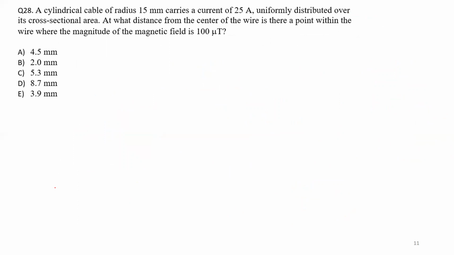So I have a cylindrical cable of radius 15 millimeters. It carries this current uniformly distributed over its cross-sectional area. We already solved this type of question. At what distance from the center of the wire is there a point within the wire where the magnitude is 100 microtesla?